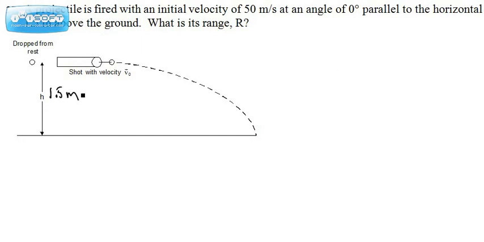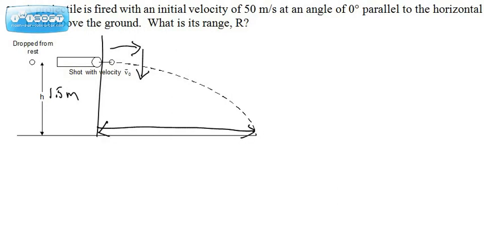1.5 meters. And as the videos we showed today indicated, what it's doing horizontally has absolutely nothing to do with what's happening vertically. Completely independent. So, what do we end up with? We're asking for its range, R, which is going to be the distance as it leaves the barrel. I magically just move that line to wherever it lands on the ground.